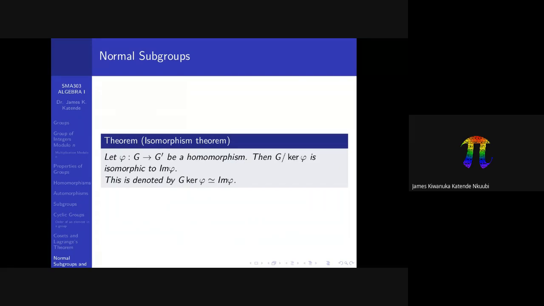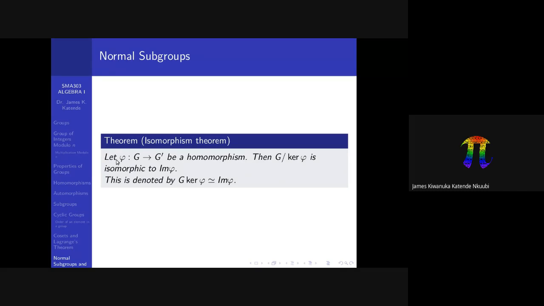So we move to the next theorem. This is a very important theorem. We call it the isomorphism theorem, but there are some books that will call it the first isomorphism theorem. I don't know if the name is that important. What is important is that you understand what it means, or the implications of the theorem. We shall also look at the proof.